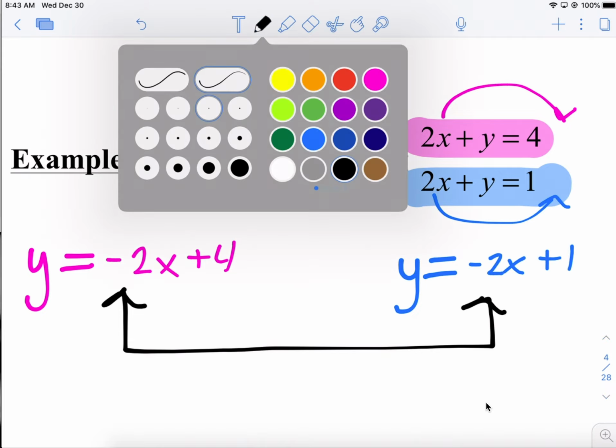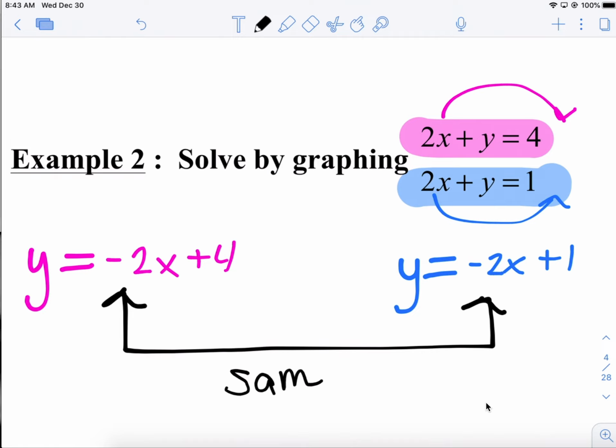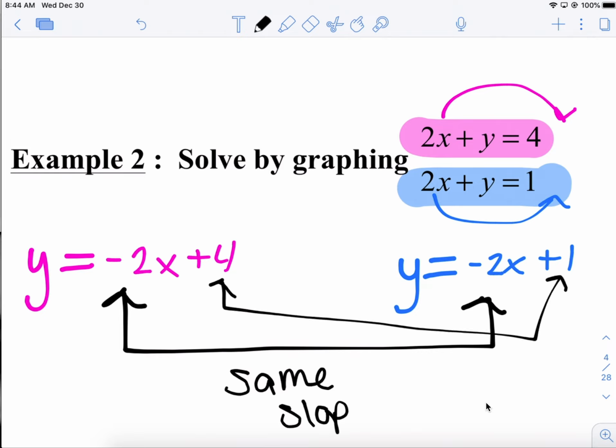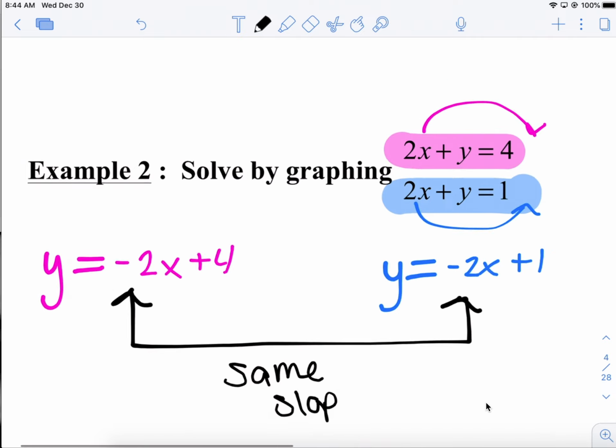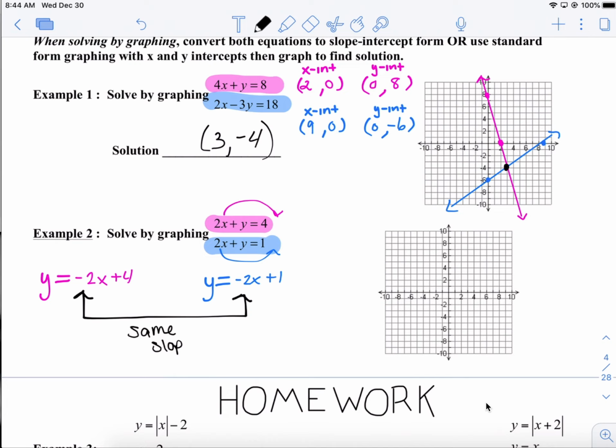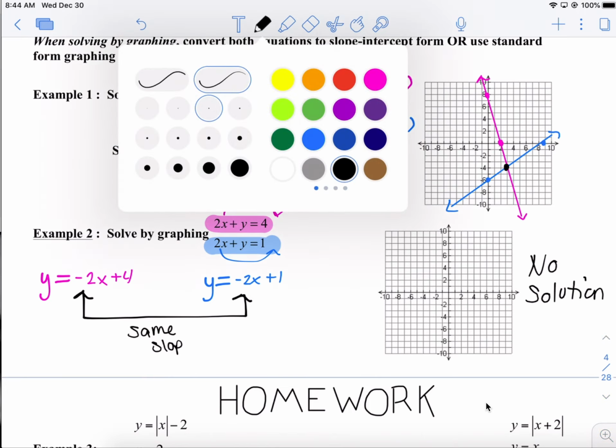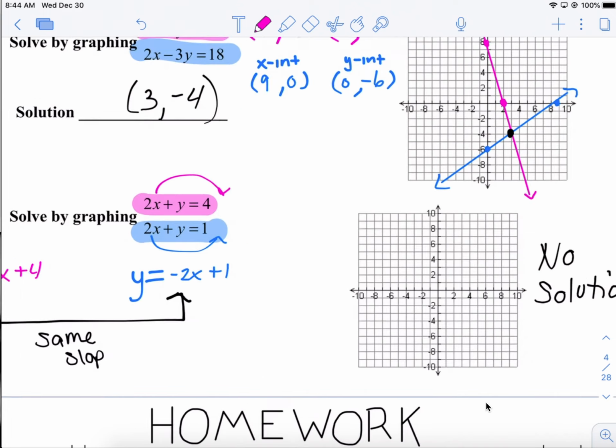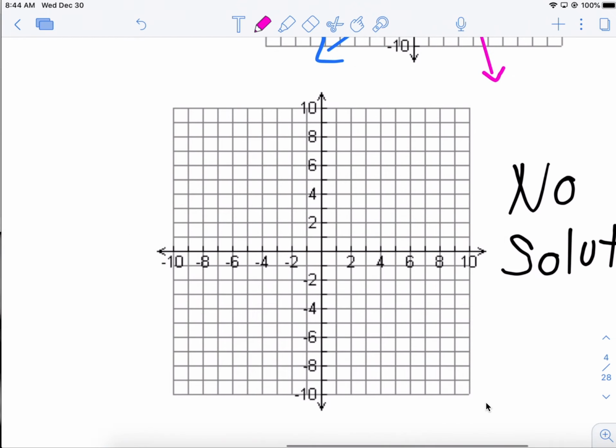What do you notice about both of these guys? They have the same slope. They have the same slope, but look at their y-intercepts. Because their y-intercepts are different, that means that we know they are not going to be crossing. They should end up having no solution. We are going to graph that because the answer is no solution, but the show your work part is the equations on the graph. All right, so we have a -2x plus 4.